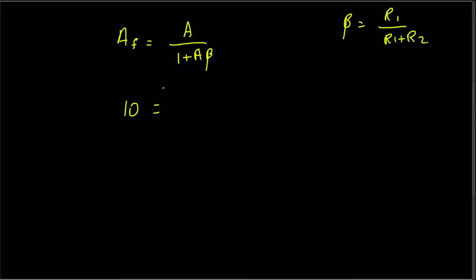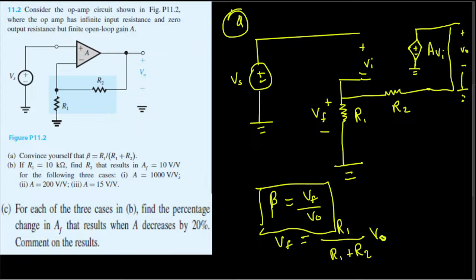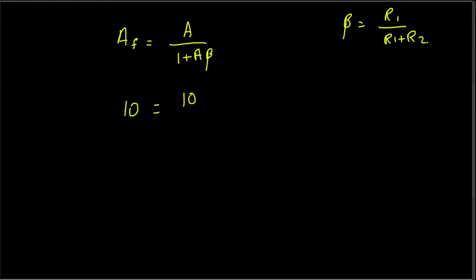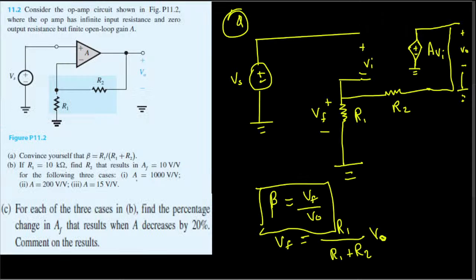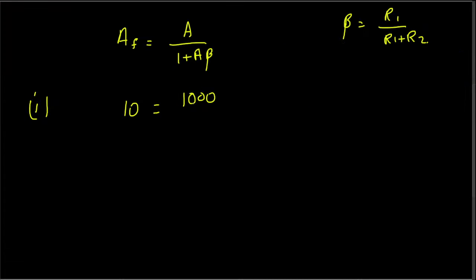So if I calculate beta from this, because I know the AF, that is 10, provided, and then they are giving the A value as well, that is 1000 V/V. So we have that one also available here. I'm doing the first part of it because there are three different A's. In the first part they provided it to be 1000, so I put 1000 here, and then 1 plus 1000 beta. So here we have to calculate the beta. If you rearrange and calculate the beta, you will end up getting 0.099.